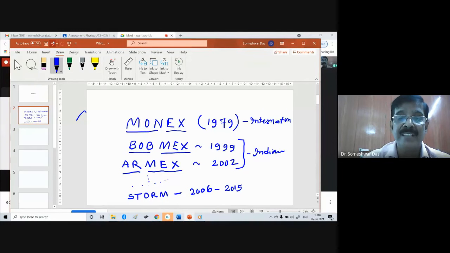And STORM is a nice acronym, by the way. It stands for Severe Thunderstorm Observation and Regional Modeling. Okay, so this was conducted purely as part of the Indian Climate Research Program by India, the Government of India.